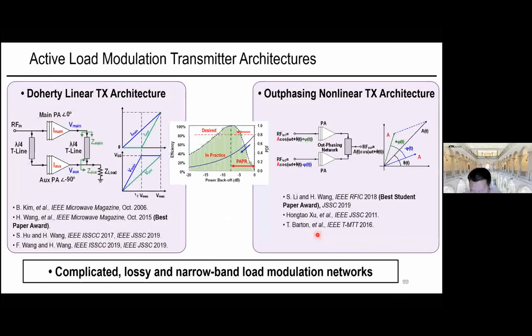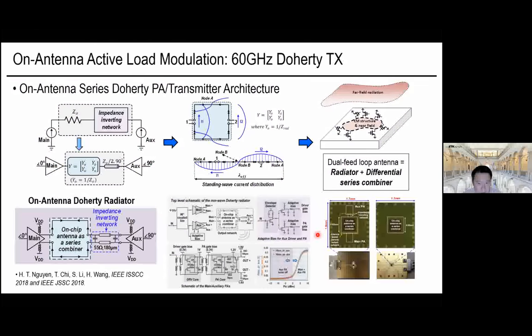So we also looked at how we can further the problem and explore the property of this on-antenna network. If we can use them as a passive network for power combining, we can potentially use them for active load modulation as well. So this is our follow-up research, and we were able to explore them for on-antenna Doherty power combining.